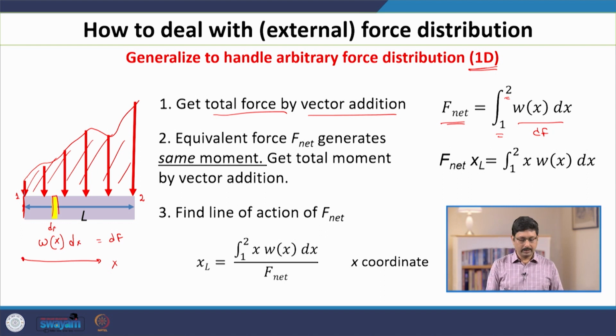at the left end. Suppose the total force, F net, is acting at some point x l from the left end. Then the moment generated by this force F net about this point, the origin or pivot point O, must be F net times x l in one dimension. The direction you can find from the right hand thumb rule; it is going inside the screen. And what is the total moment generated by this distributed force?